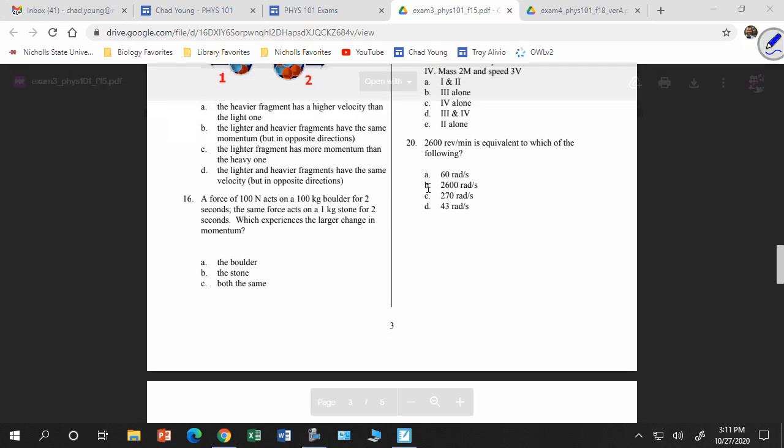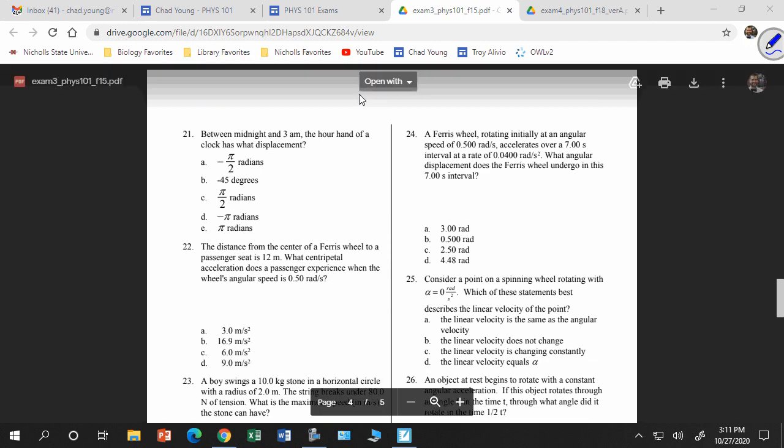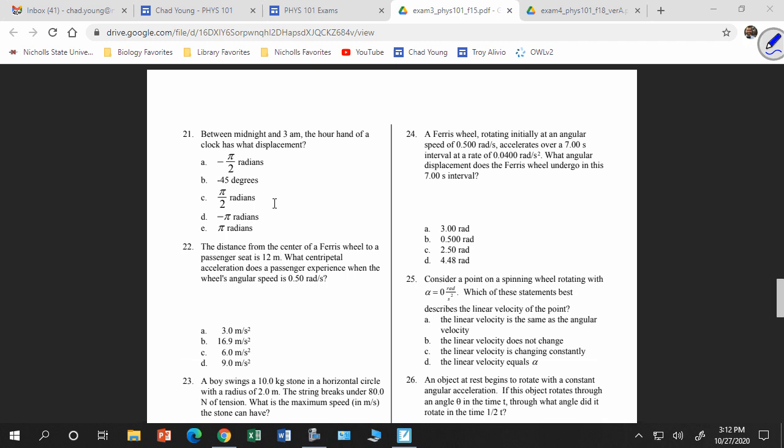You need to know your unit conversion factors. 1 revolution, 2 pi radians, 360 degrees. That comes up in 20, 21. 21 helps if you know your unit circle: 0, pi over 2, pi, 3 pi over 2, 2 pi. Although in this case, you're going from midnight to 3 a.m. So you have a displacement of negative pi over 2 radians.